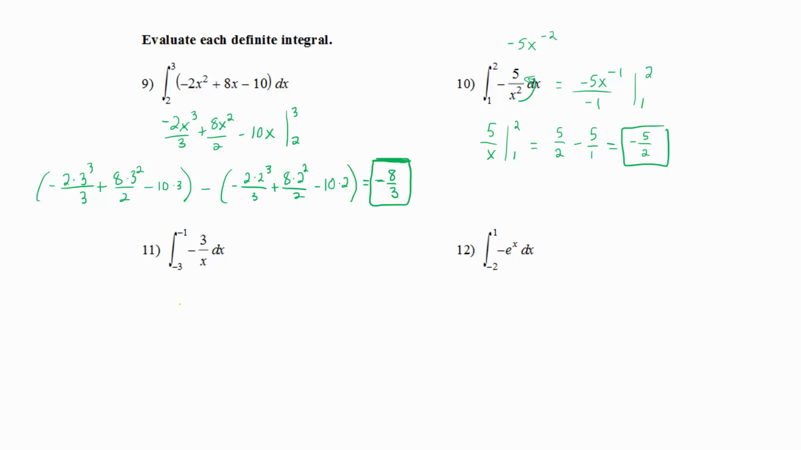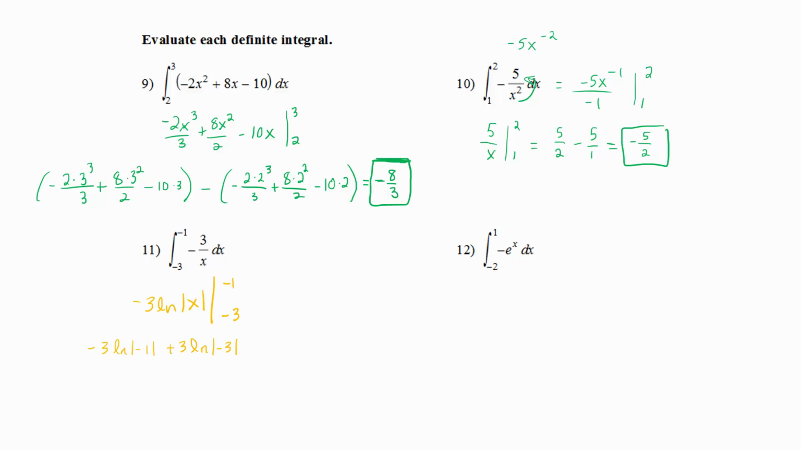We have a logarithm and an exponential function. So on this one on 11, this just turns into negative 3 natural log of x with the x in absolute value bars, which will be important here because when we plug in these negative numbers, those absolute value bars, their job is to take the negative away. So when we first write it, we've got negative 3 natural log of negative 1 plus, because it's minus a negative, 3 natural log negative 3.